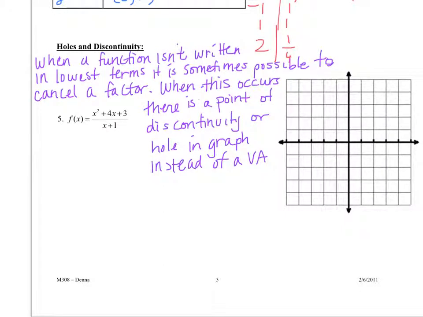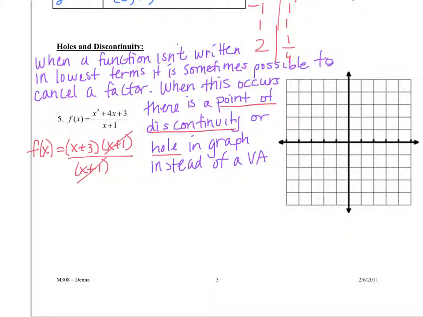Next we're going to talk about holes and discontinuities. When a function is not written in lowest terms, it is sometimes possible to cancel a factor. If you look at the example we have here in number 5, we can see that the numerator of this function can be factored. So if we were to factor this, we would have x plus 3, x plus 1 over x plus 1. Well, what happens is that this common factor can be canceled. And when this occurs, there is what's called a point of discontinuity or a hole in the graph. And this occurs instead of the vertical asymptote.